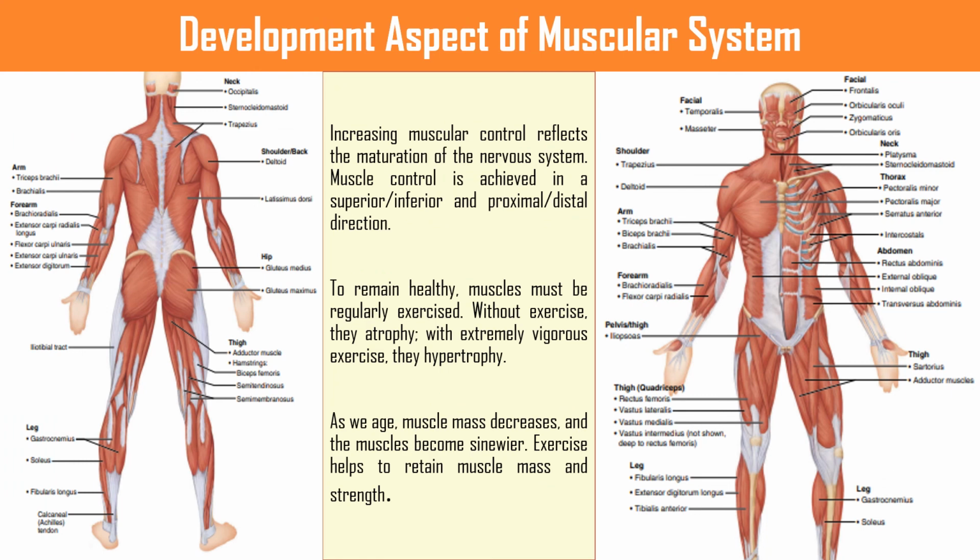Next, we have the developmental aspects of the muscular system. Increasing muscular control reflects the maturation of the nervous system. Muscle control is achieved in a superior to inferior and proximal to distal direction. To remain healthy, muscles must regularly exercise. Without exercise, they atrophy. With extremely vigorous exercise, they hypertrophy. As we age, muscle mass decreases and muscles become stringier. Exercise helps to retain muscle mass and strength. So exercise is very important for the muscular system.